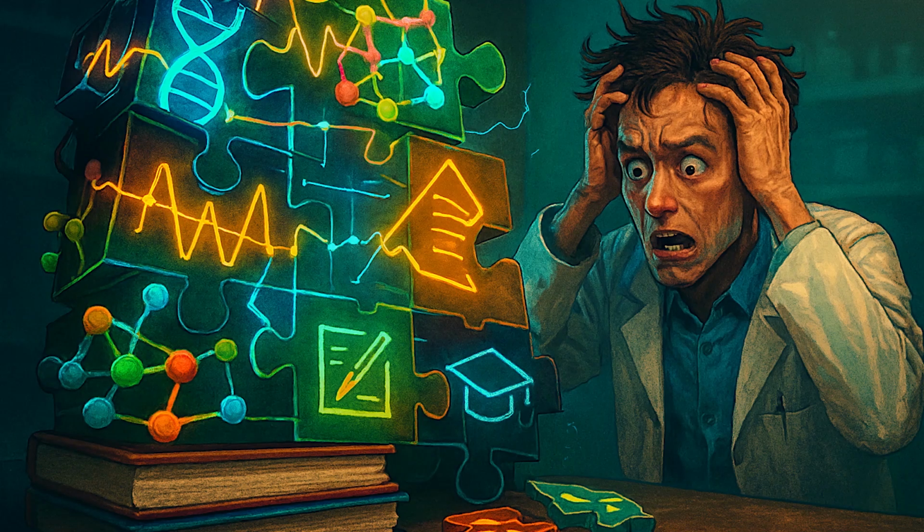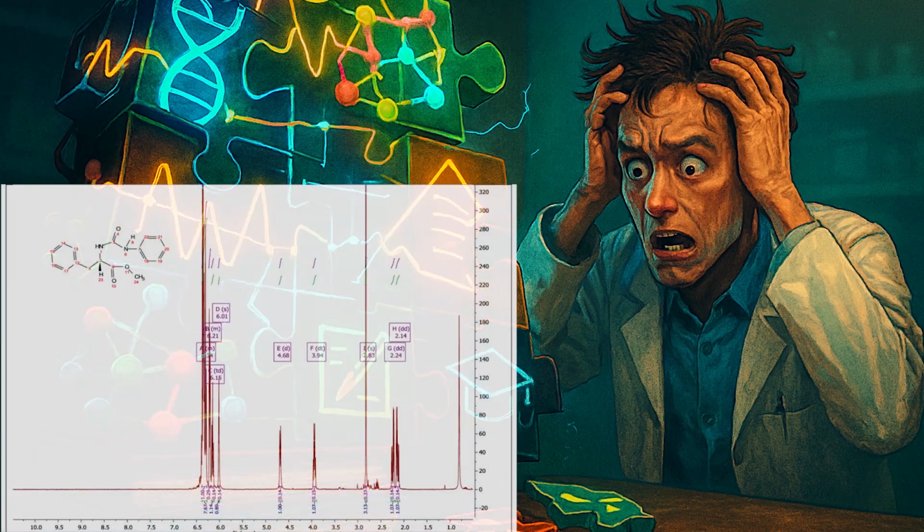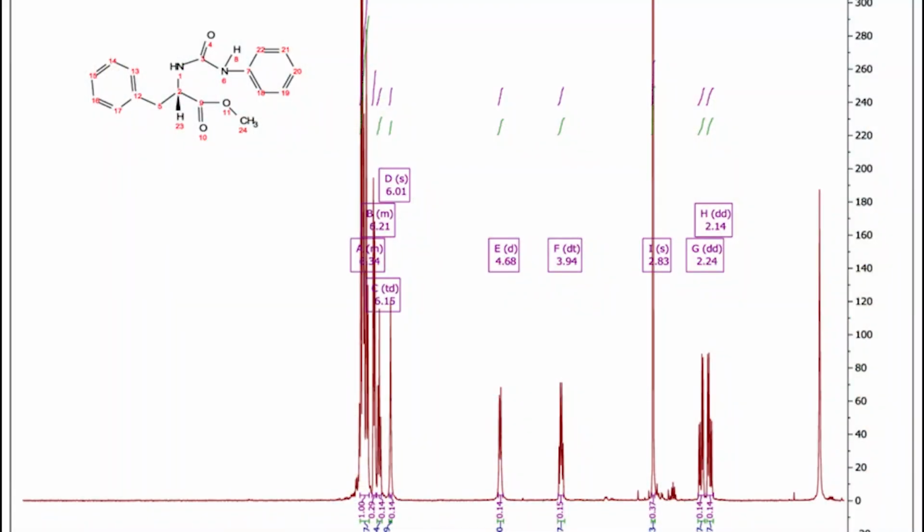Imagine you're trying to solve a giant puzzle. You have all the pieces, but they're scattered, overlapping, confusing, and sometimes completely hidden. This is exactly what happens when we study complex molecules using traditional one-dimensional NMR. The peaks overlap, the information gets crowded, and clarity disappears.